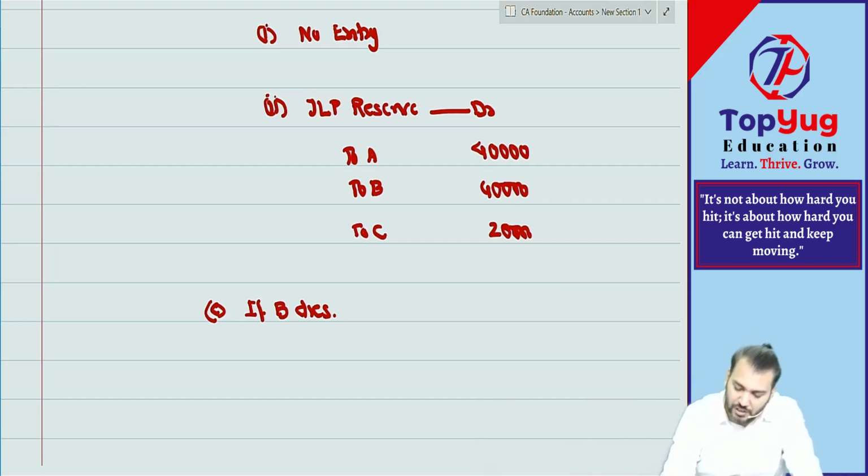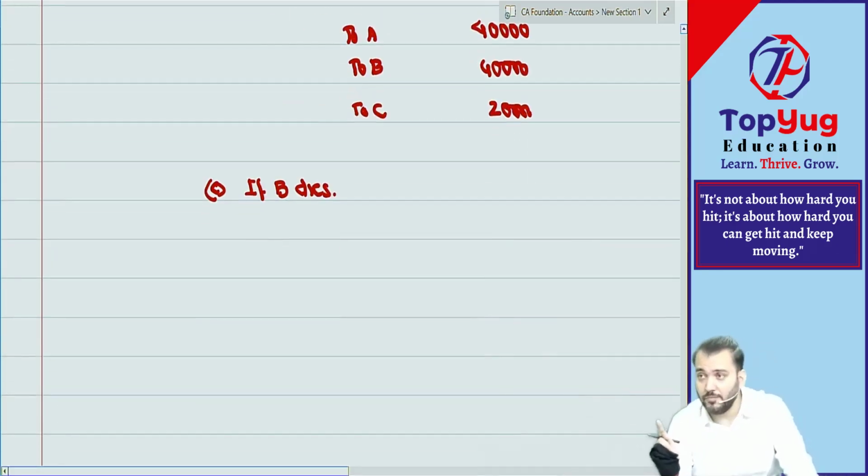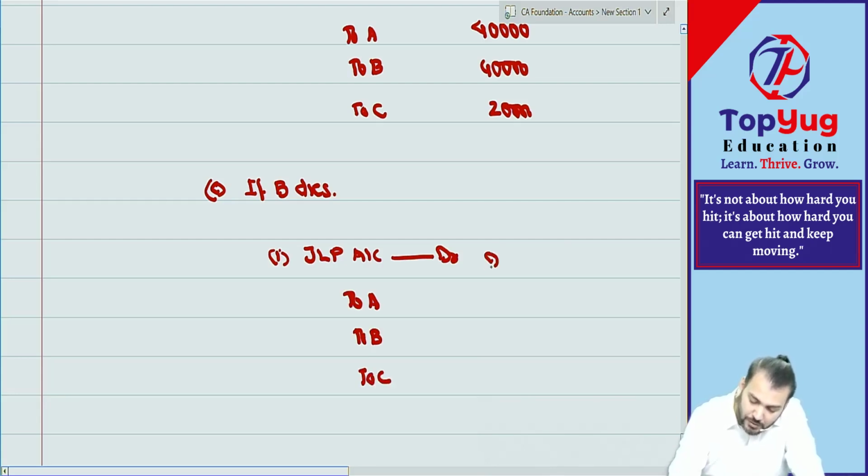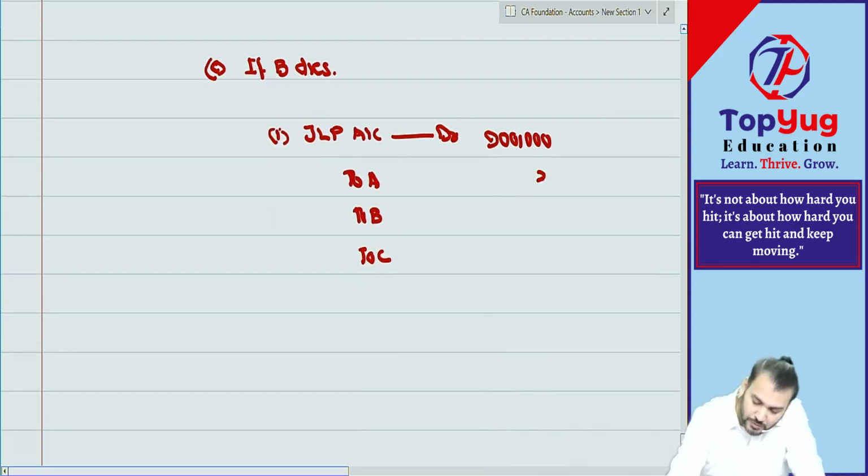Done? So the first journal entry is what? Those who have done wrong, they need to inform me that yes, we have done wrong. If you have done correct, then okay. First journal entry is what? JLP account debit to ABC will come. What amount? 9 lakh. Everyone done this? What is the amount? 3 lakh 60, 3 lakh 60, 1 lakh 80.